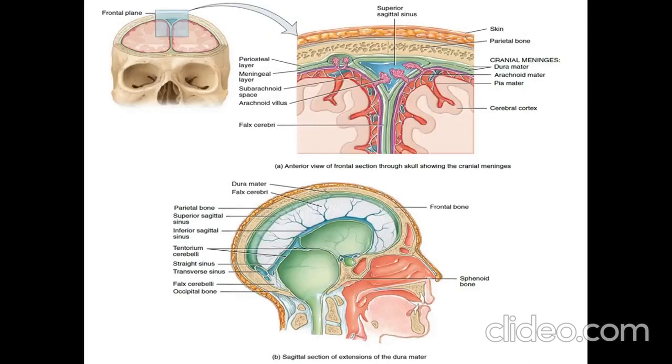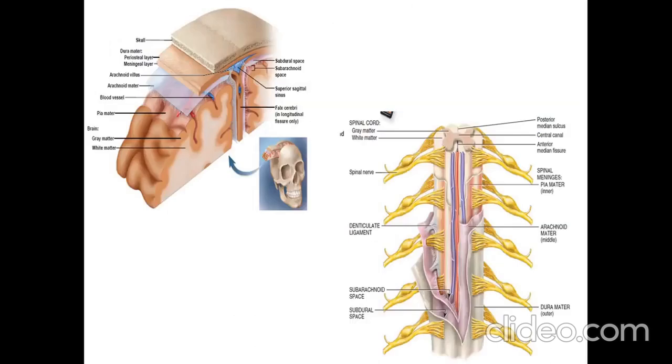Now see in the diagram. These are the dura mater, arachnoid mater and the pia mater. Pia mater is the innermost, the middle one is the arachnoid mater and the superficial layer is the dura mater. Now the same in the spinal cord. See, the middle one is the arachnoid mater, superficial is the dura mater and the innermost is the pia mater.